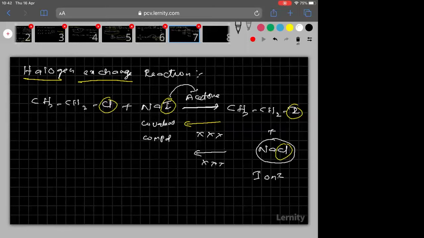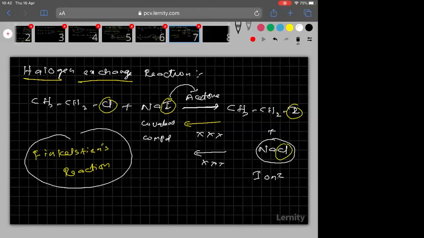And moreover, NaCl is a precipitate. Precipitation reactions are irreversible reactions. They will not move in the backward direction. So the reaction will move only in the forward direction. And remember, one important thing: this reaction is called Finkelstein's reaction, where Finkelstein is the scientist who studied this. Very important one. In your 12th class board examinations, this question came many times. So please note down, everyone.